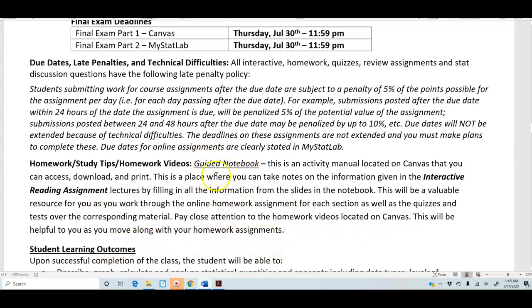So again, I highly recommend that you download and print the guided notebook. All the students that have completed this class in previous semesters have done extremely well by filling in the guided notebook. The guided notebook is an outline of what you see in your lecture videos. So you're able to have those as you move along the course, and when you start doing your homework, you'll have all those notes available for you.